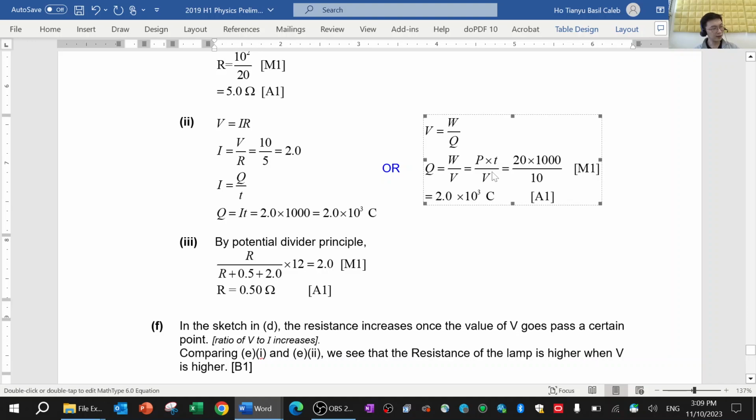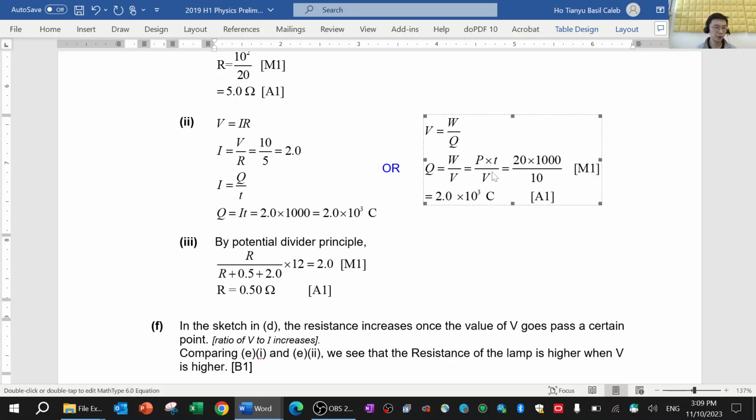Work done is just energy, and energy is power times time. So the power is 20 watts, the time is 1000 seconds, the voltage across is 10 volts. You get 2000. Again, like I said, 2000 is larger than 100, therefore you should use standard form. The answer from TM was not in standard form, so I thought, maybe not so good. I took some time to improve them.